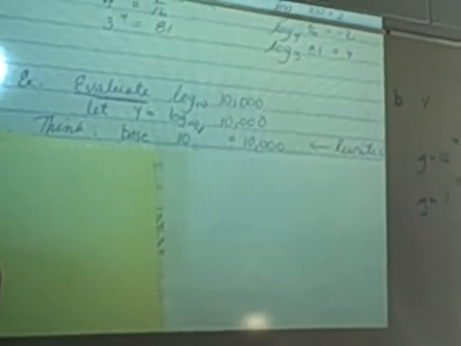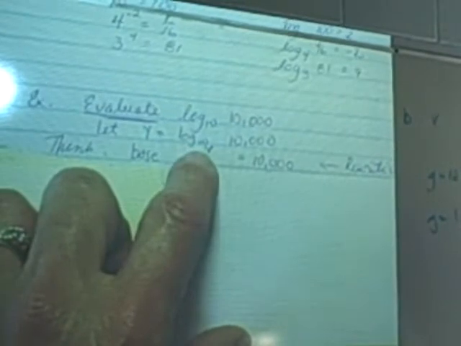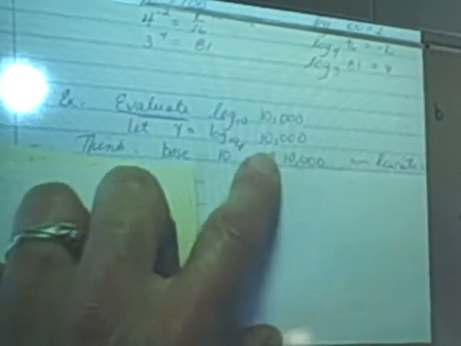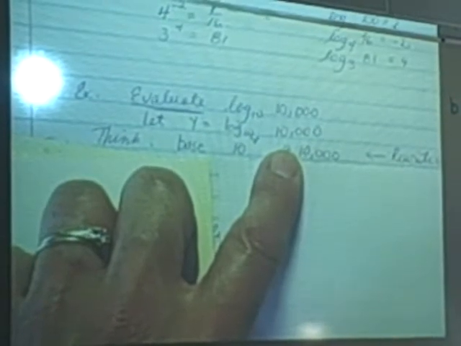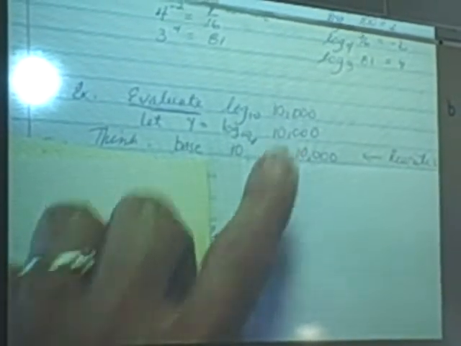10 to the x, okay. Now, could I rewrite this and say, well, I'm letting y be my exponent, right? So 10 to the y is equal to 10,000. Is that correct? We rewrote it in exponential form. What could I do to that 10,000? What happens if the bases are the same?